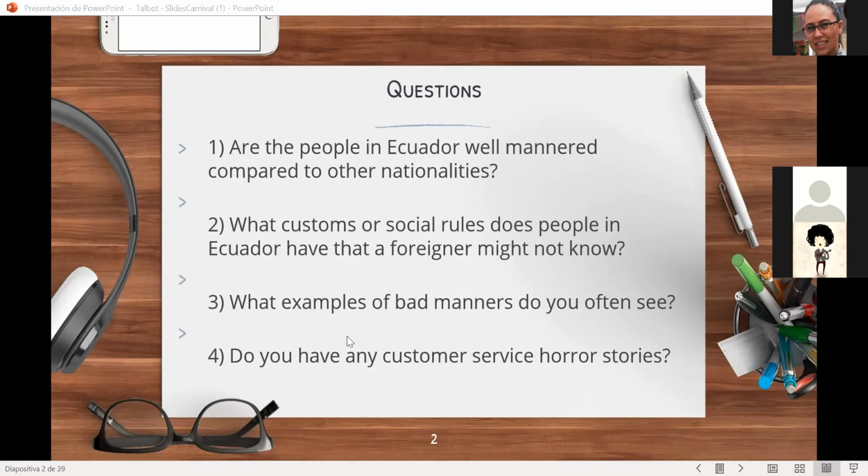Yes, question number 3. It would also be that the people throw away the trash anywhere. Okay. Perfect. People leave trash anywhere.